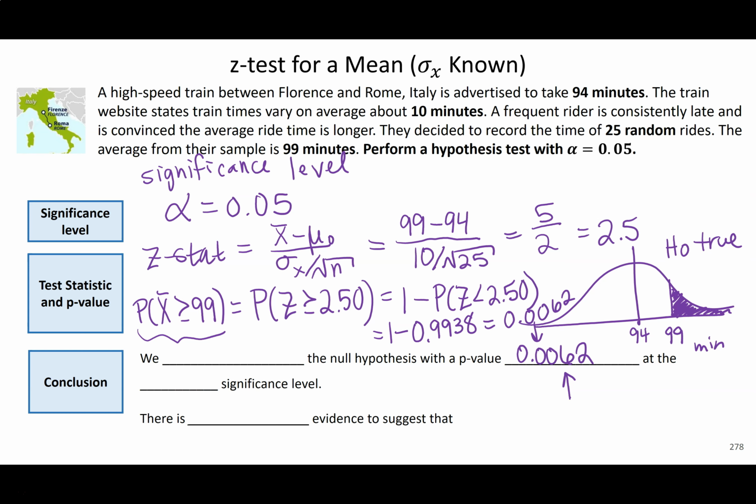Which is why we're like, oh, okay, well, that barely ever happens. We don't think our sample's weird. So what we do is we end up rejecting the null. Small p-values, we reject the null.